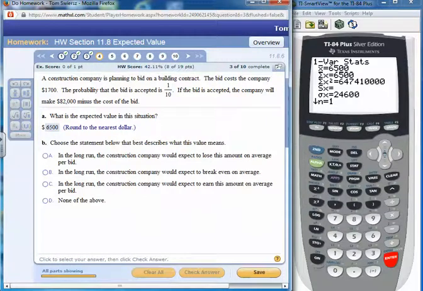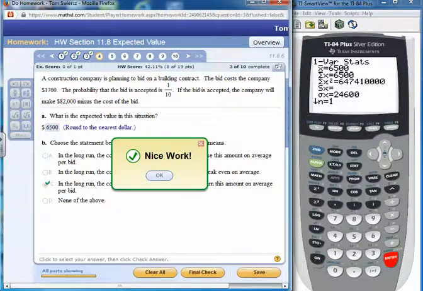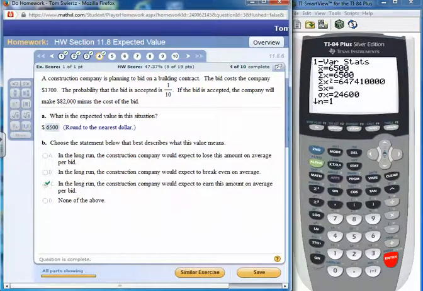And remember, when we have a positive number, then it is expected to earn this amount. And if the X bar was a negative, it would be lose, and if it was 0, it would be break even. So the company would expect to earn this amount. Okay? That takes care of problems 3 and 4.